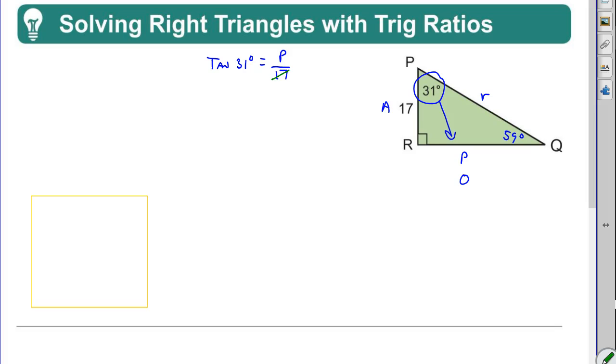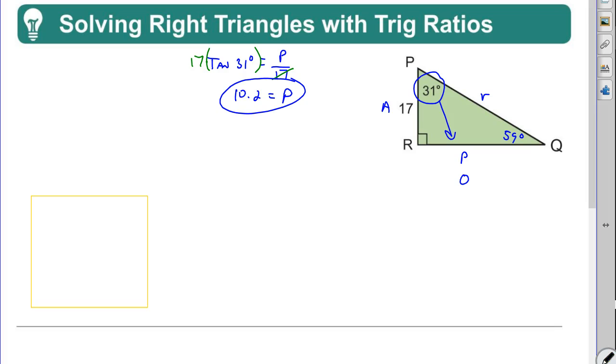If you remember, things on the bottom go to the top across the equal sign. So 17 times the tangent of 31. Just be careful: you can't do 17 times 31 and hit your tangent button. It's 17 times the tangent of 31. When you punch that in, I get 10.2. I always have my students round off to one decimal place, so we just found P is 10.2.